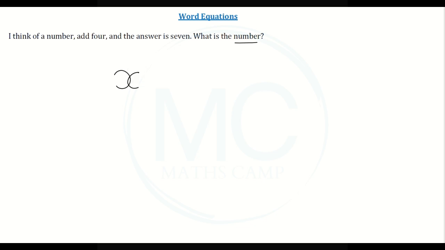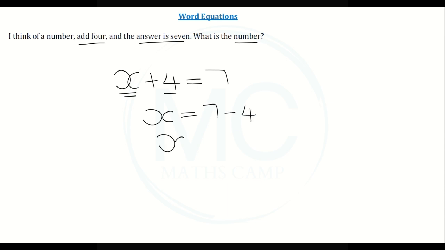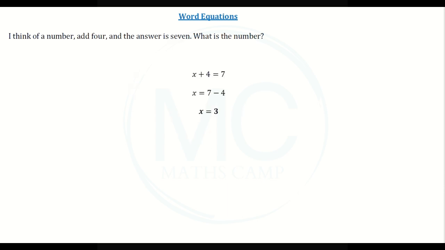I think of a number and I add 4. So to x, we're going to add 4. And our answer is 7, to make our equation equal to 7. x is our unknown number, so now we can solve for x. Let's move this 4 across, and we say x is equal to 7 minus 4. And we see that x is equal to 3. 3 is our unknown number.